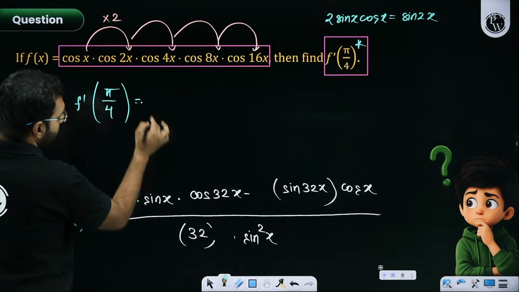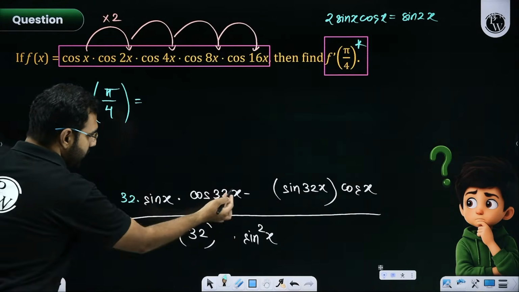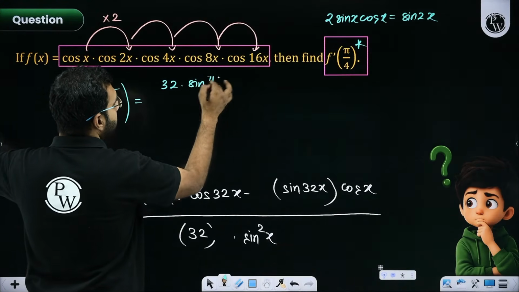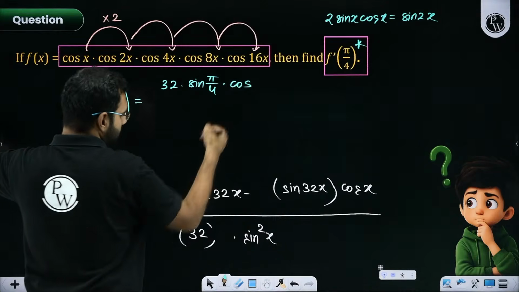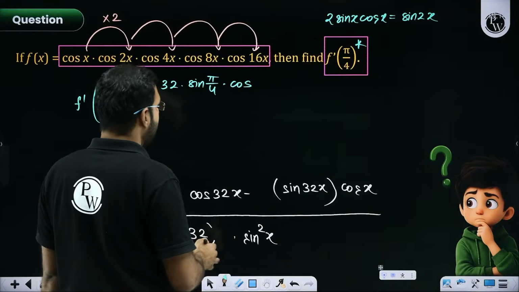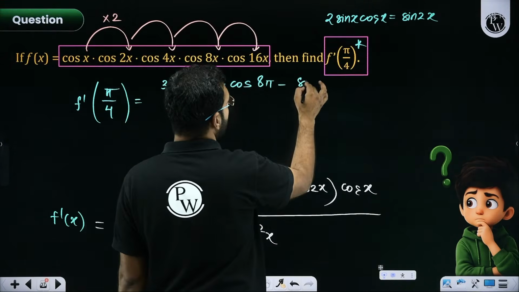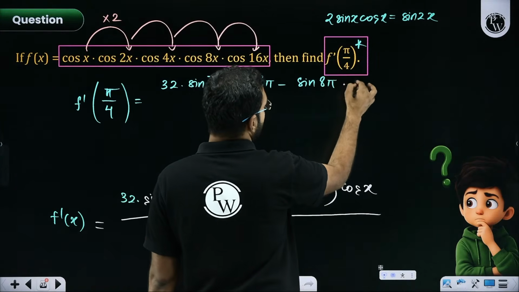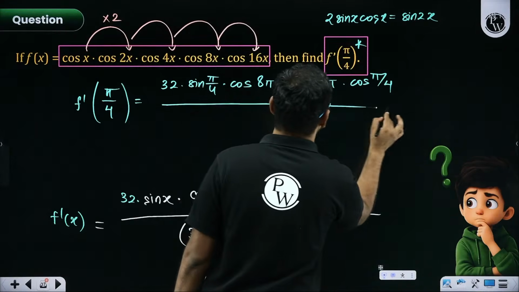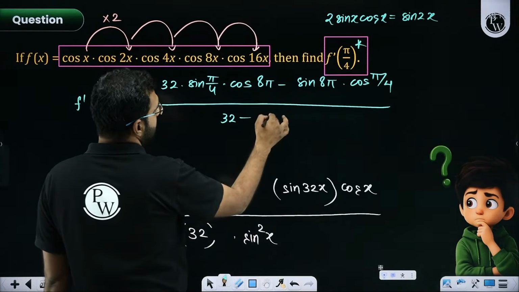So if I ask you f dash pi by 4, you simply need to replace or substitute x by pi by 4. Sin pi by 4, cos 32 pi by 4. So if I start writing it, it is 32 sin pi by 4 cos 32 pi by 4. So 32 is 4 into 8, so it will be 8 pi. cos 8 pi minus sin pi by 4, I hope you realize it is also 8 pi into cos pi by 4. Correct me if I'm wrong. The whole gets divided by 32 minus sin.